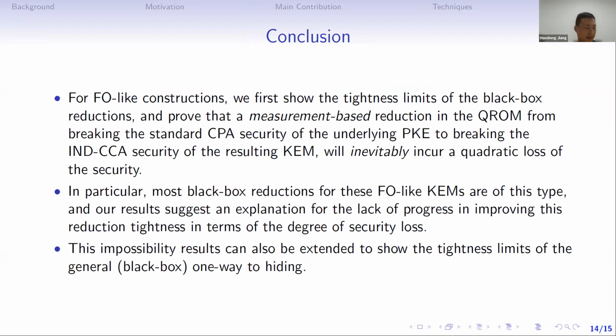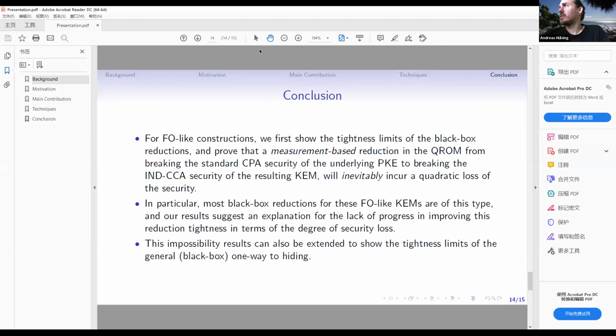Okay. Thanks for listening. Any questions? Thank you for the talk. I don't see questions in the chat. Is there anyone that has a question or wants to unmute? Otherwise, I think we're already a bit ahead of time, so maybe we proceed to the next talk. Okay, same. Thank you again, Haodong Jiang.